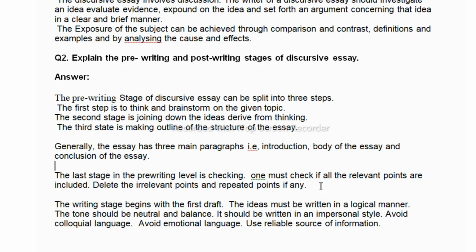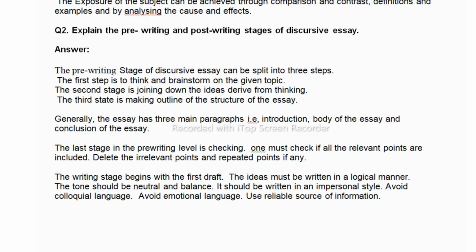After writing those, what you have to check, the last stage in the pre-writing level, is checking. One must check if all the relevant points are included, and delete the irrelevant points and repeated points, if any. So you have to give the final reading to your essay. If any spelling mistake, grammar mistake, or any irrelevant points are there, you have to delete or erase it. So now the writing stage will start here.